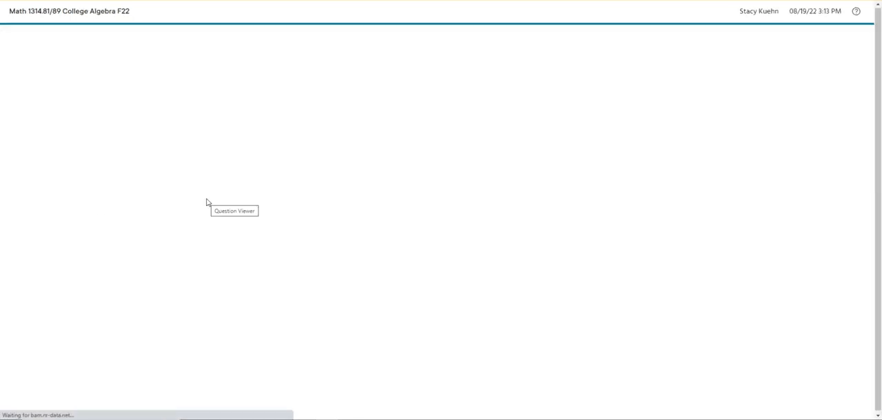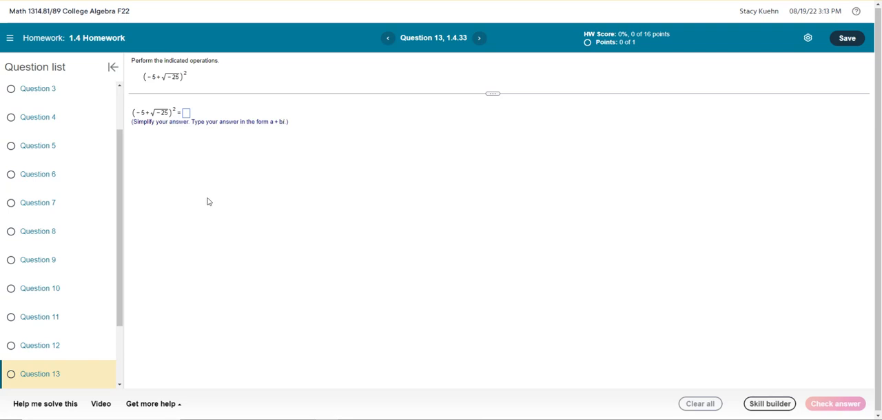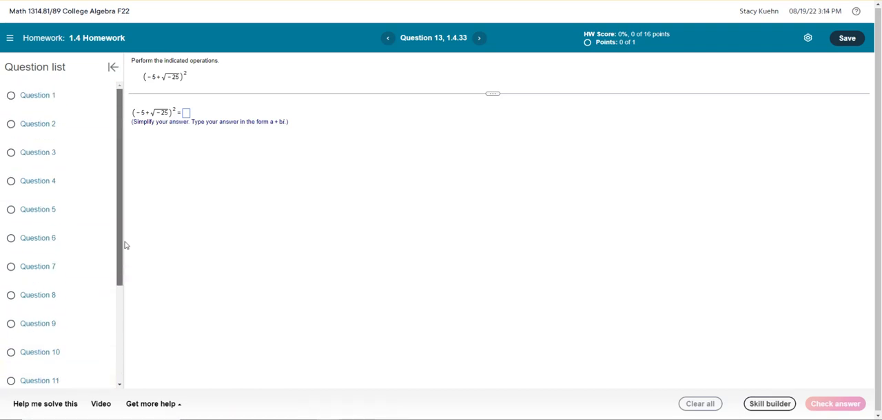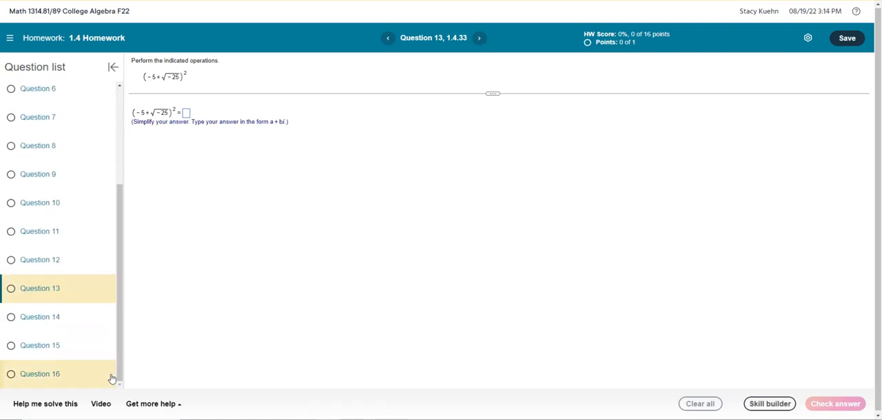I could have clicked the start button at the bottom, but I can click this question here. And now I have entered the homework on question 13. You'll see a list of all the homework questions here on the left-hand side in this navigation bar. And where do I go from here? The question you're working on is listed for you right here. It says perform the indicated operation.